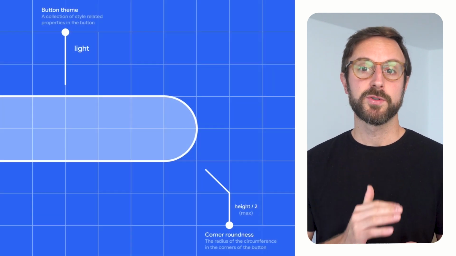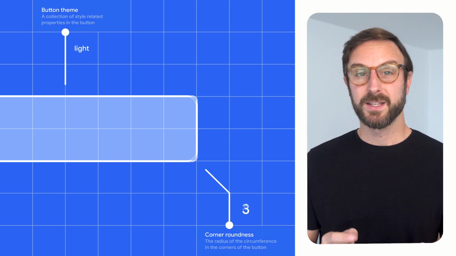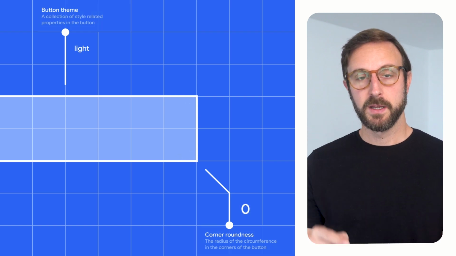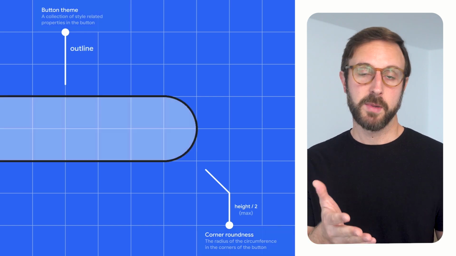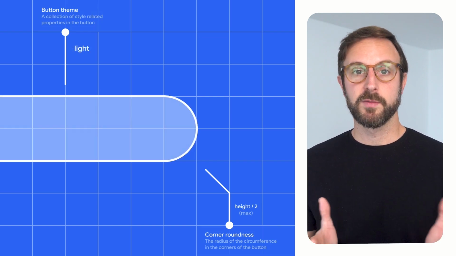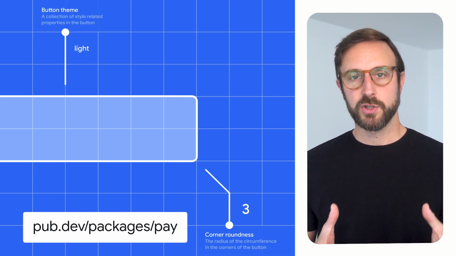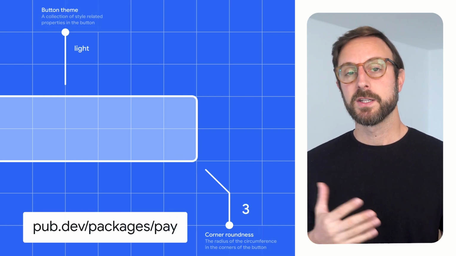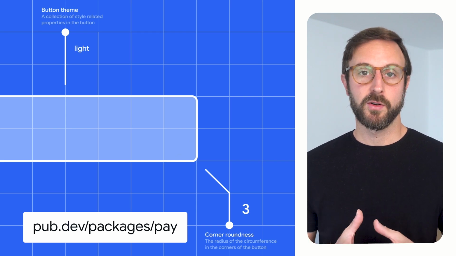The plugin also introduced new customization capabilities for all payment buttons, like adjusting the corner roundness, so you can make your checkout interfaces more consistent with the look and feel of your application and provide your users with a more familiar experience when they check out. Explore the changelog at pub.dev/packages/pay to learn more and start updating your payment buttons today.